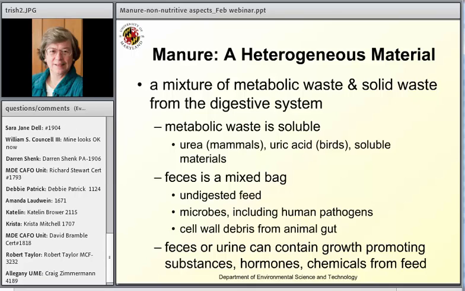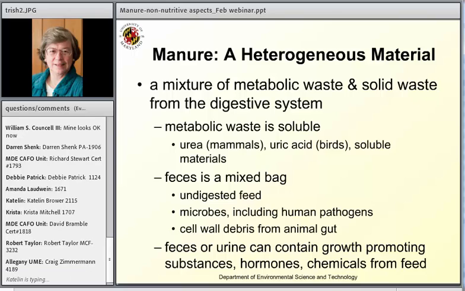And the feces also is a pretty heterogeneous material. It contains some food that wasn't digested. It also contains microbes from the intestinal tract. And in the case of animals, sometimes the microbes can be human pathogens. It also contains cell wall debris from the animal gut. So there's a wide array of solid materials that exist in the feces.